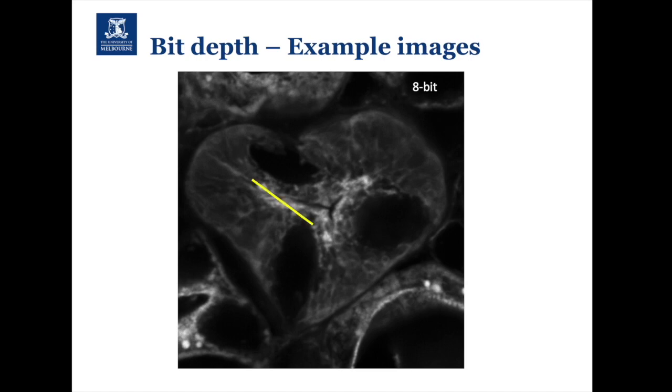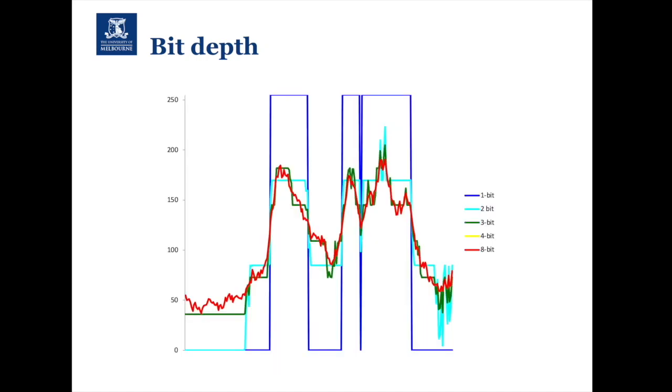If we now take a line profile and look at the intensity along that yellow line in the image, and this is again one of the things we'll do in the FIJI for quantification workshop, we can see that as the bit depth increases, we're getting a lot more quantitative information. So in the 1-bit image you can see it's either 0 or 255. By the time we get to the 8-bit, you can see a lot of information going on.